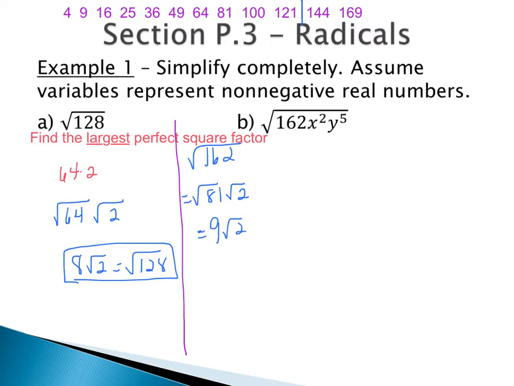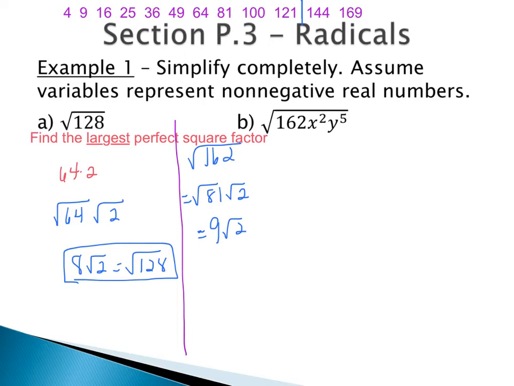So the square root of 162, if that was the only part we would have, would give you 9 square root of 2. Another quick comment is that when we take the square root of the number, the square root of 81 is just 9. It stays 9. We don't try to take the square root anymore. Square root of 81 is 9.